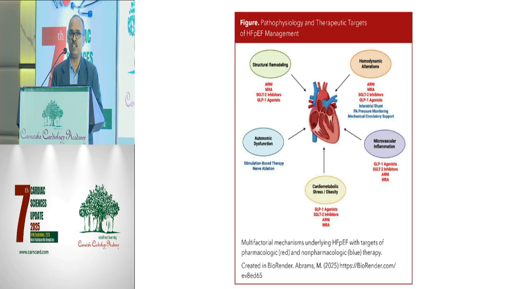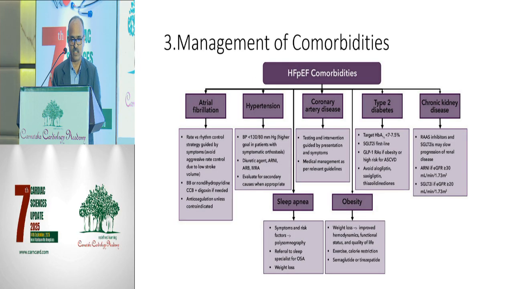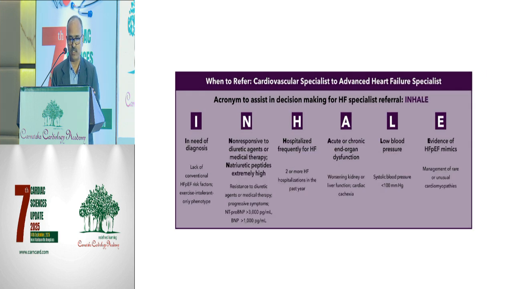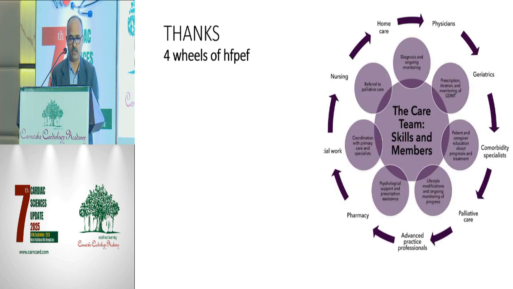So these are the 4 molecules: SGLT2 inhibitors, ARNI, MRA, and GLP-1 receptor agonists. And they act in multiple ways, and we have to manage the comorbidities. We just saw this slide earlier. There are certain reasons why the patient has to be referred for collaboration: high-risk features, or extensive evaluation which would be needed, cardiorenal syndrome, HFpEF mimics, increasing diuretic need, and NYHA class 3. For similar reasons you need to refer them.